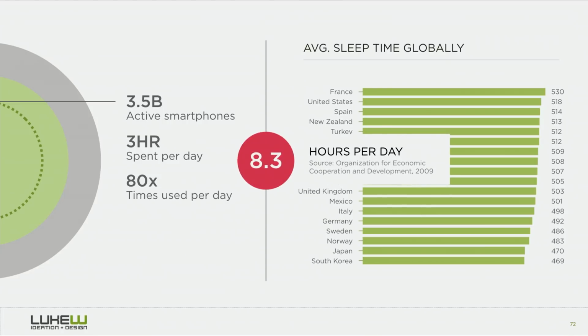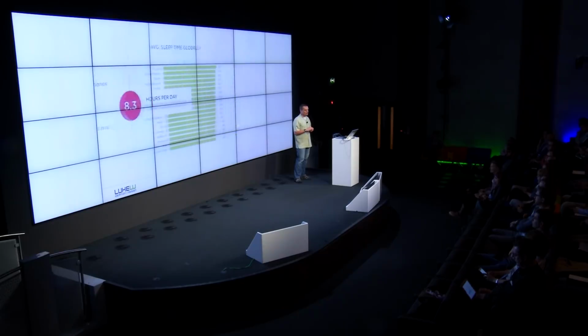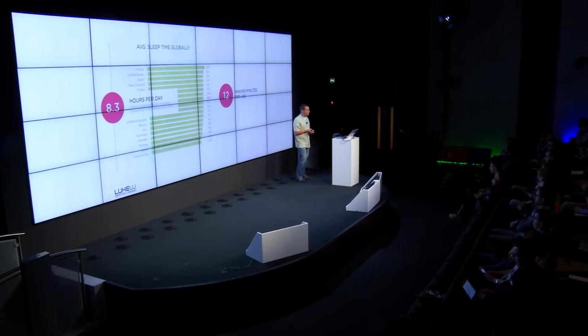But if you look at the average across the planet, it's about 8.3 hours of sleep a night, right? So that leaves 16 hours of waking time per day for most people. If you have 16 hours of waking time per day, and you're on your phone 80 times per day, that means for every 12 minutes you are awake, there's a phone unlock. That's not every 12 minutes, but per every 12 waking minutes, you are on your mobile device.